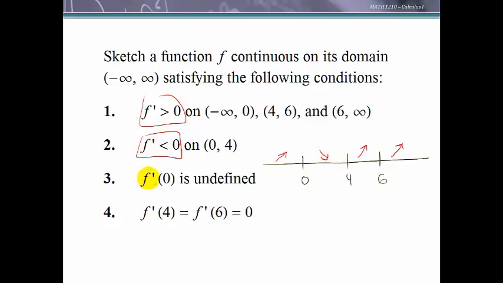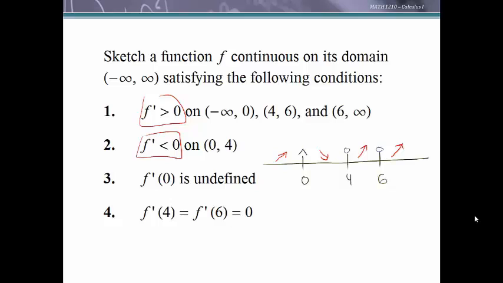The next condition, the derivative at 0 is undefined. So the derivative right here, if it's undefined, I'm just going to make a little cusp there because this is undefined there. Next condition, the derivative at 4 equals the derivative at 6, and they equal 0. So the derivative is 0 right here. The derivative is 0 right here.